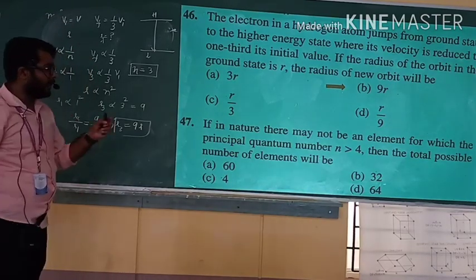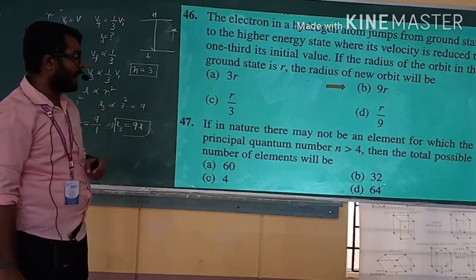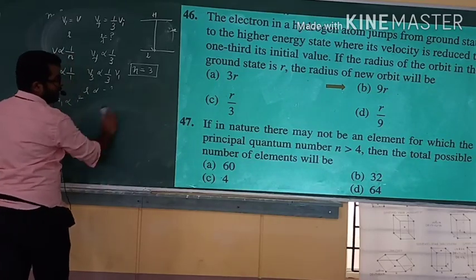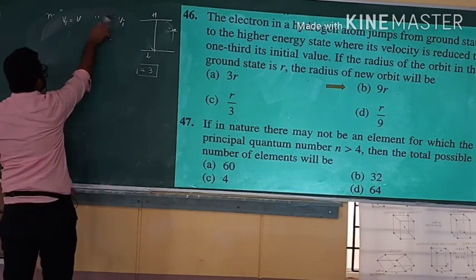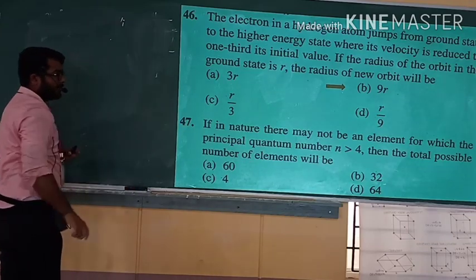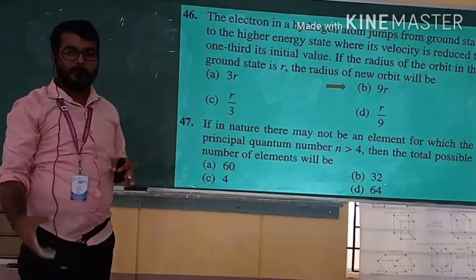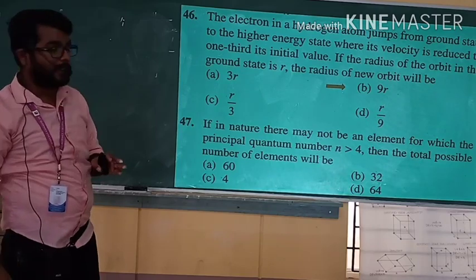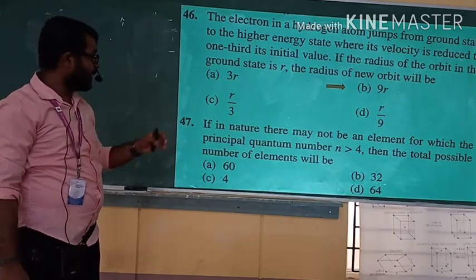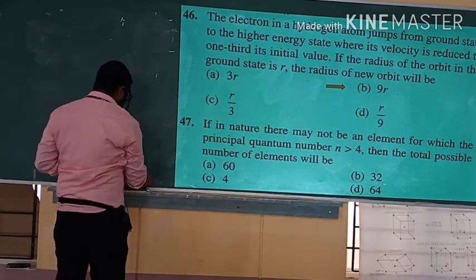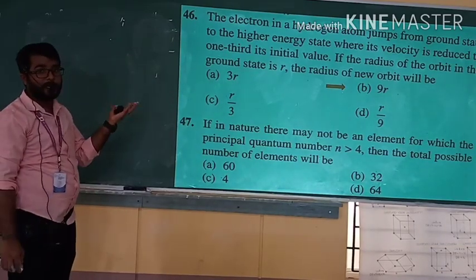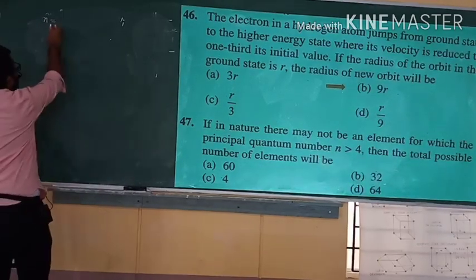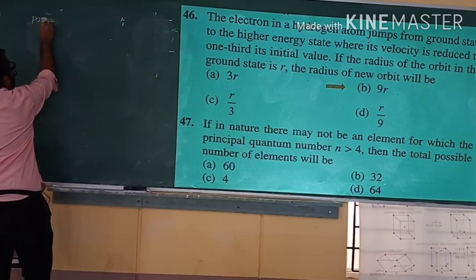So next, if in nature there may be an element for which the principal quantum number n is greater than 4, then the total possible number of elements will be what? If there may not be an element present for the n is equal to 4 state, then what is the total number of possible elements they have asked. You have learnt in your chemistry classes the number of states possible for n is equal to 1 or n state.